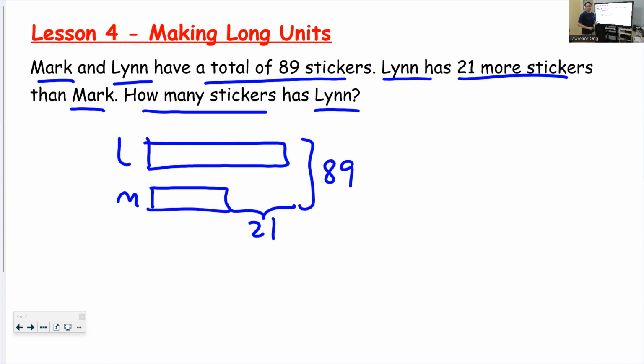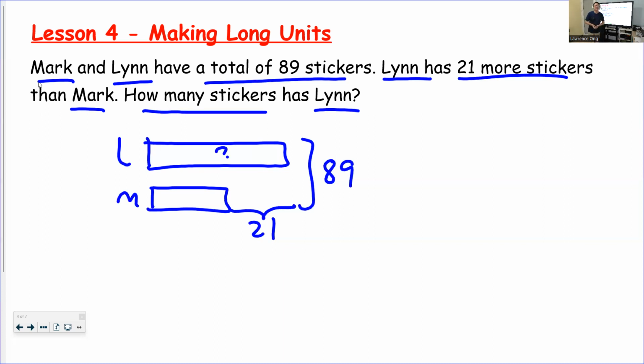So what is a good model drawing? If you revise what we have done the last few weeks, a good model drawing has labelings, arrow indicator, right? There's an arrow sign, there are numbers, and there's a question mark. So we need to put a question mark so that we know what to find. So how many stickers has Lin? So this is the question mark. All right, you can see that the model is done already.